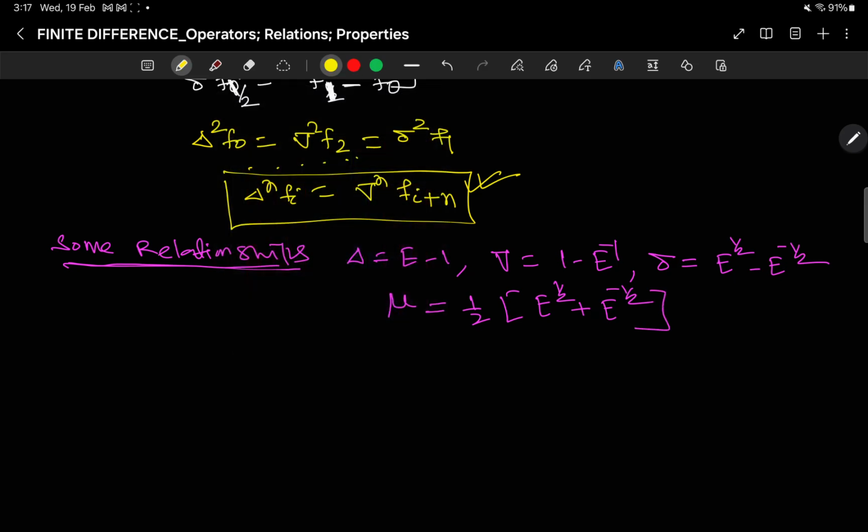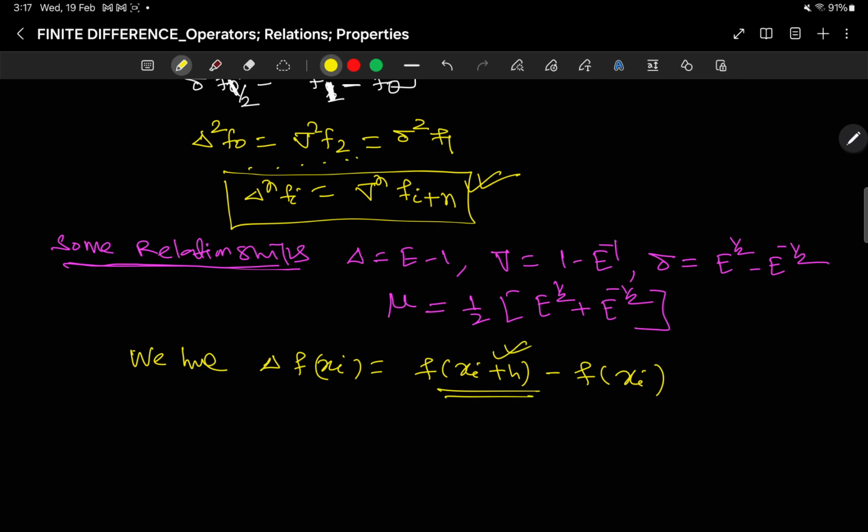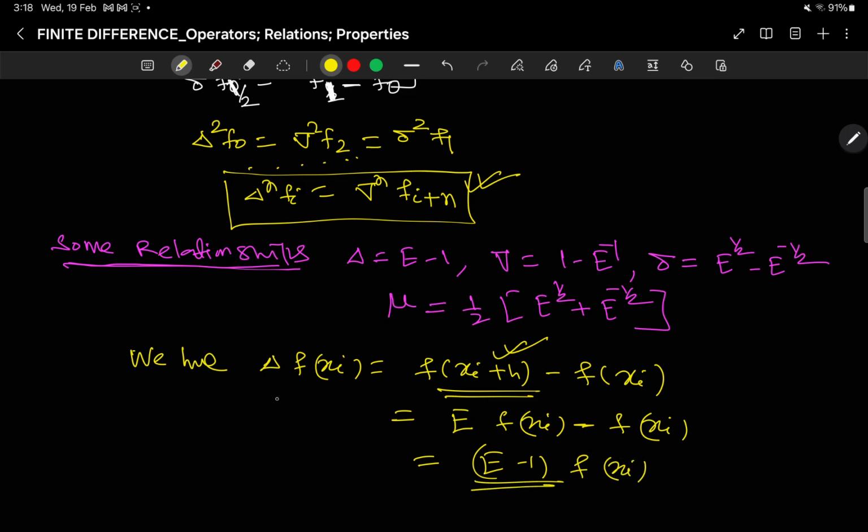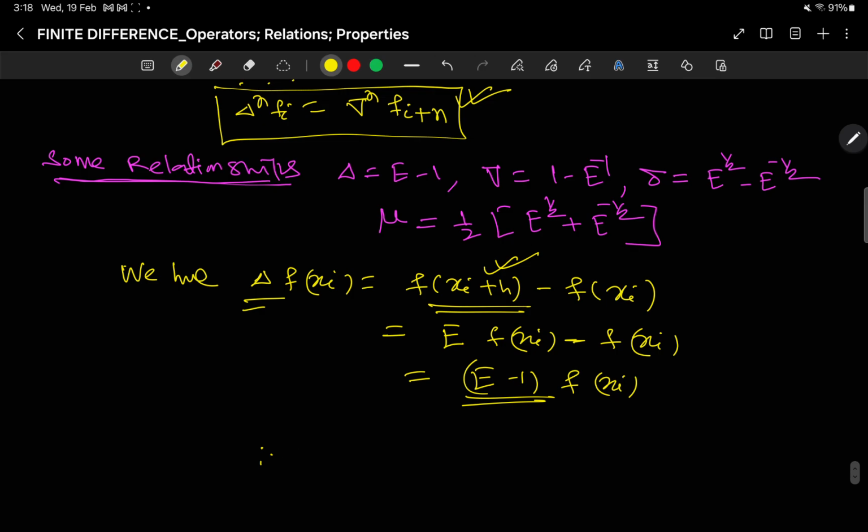You see the proof. We have delta f(x_i) is f(x_i plus h) minus f(x_i). Now f(x_i plus h) is nothing but E f(x_i), minus f(x_i). So this is (E minus 1) f(x_i). So what we get? E minus 1 is delta. Therefore delta is equal to E minus 1.